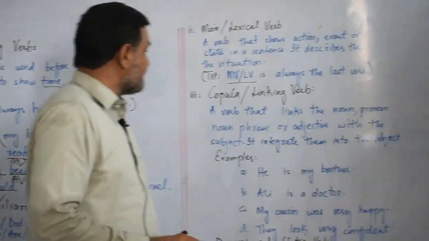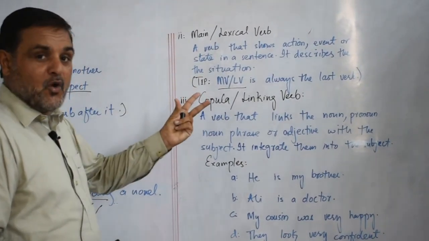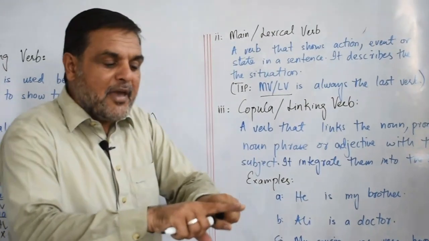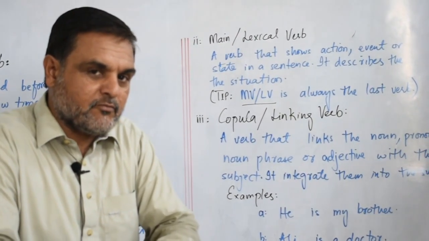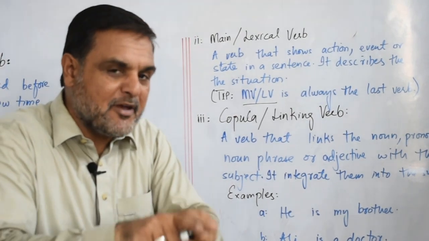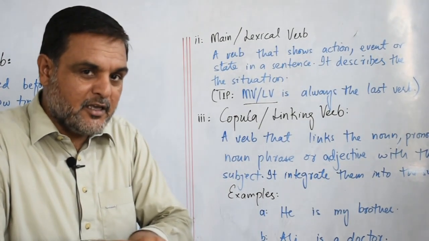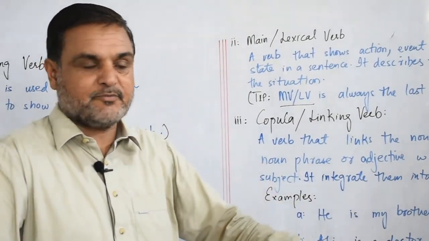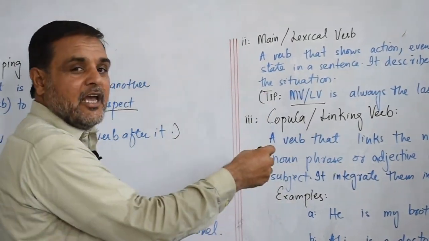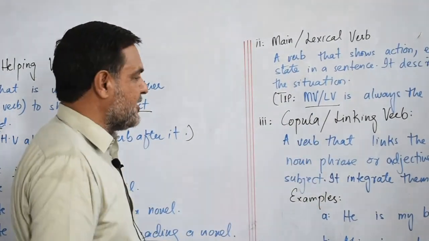The situation is described by the main verb. Keep that in mind. This was a brief discussion of the main or lexical verb. Main verb is directly contrasted with auxiliary, helping verb. Keep that in mind. An auxiliary verb is not a main verb, and a main verb is not an auxiliary. They are polar opposites. Normally, an auxiliary verb helps the main verb.